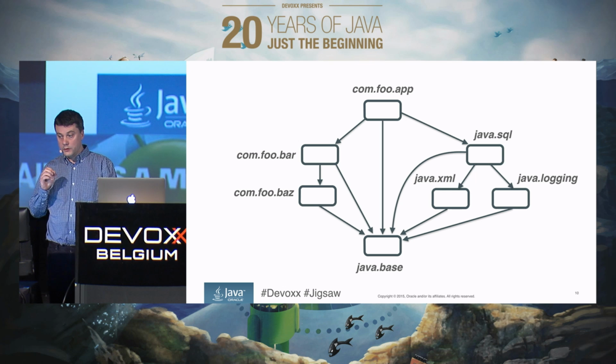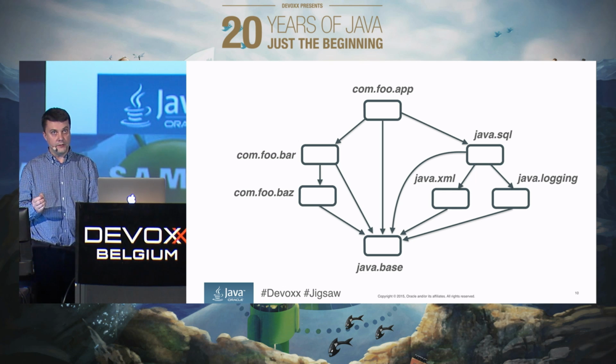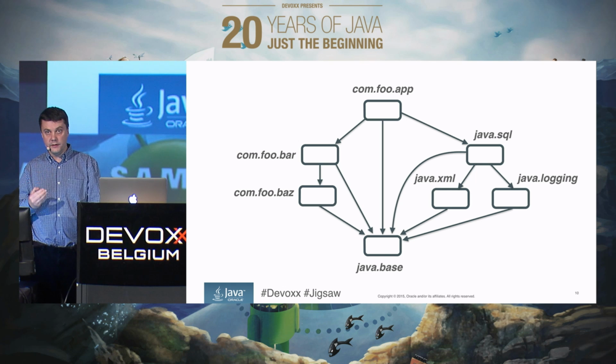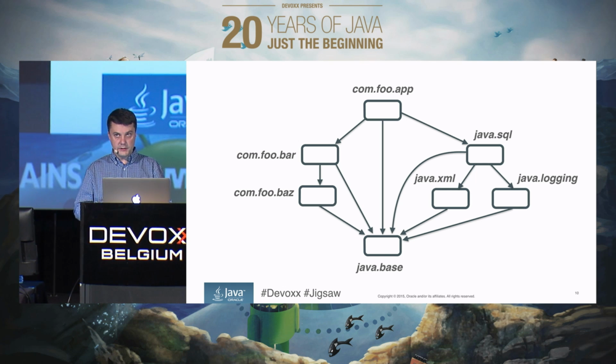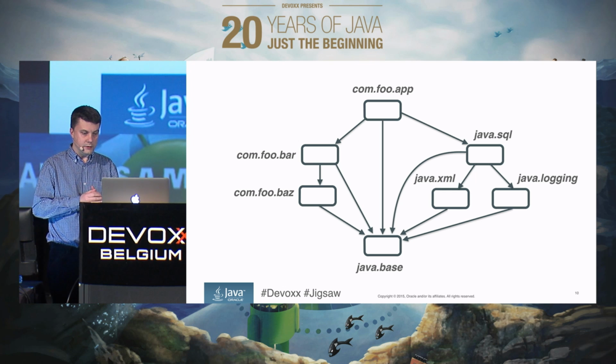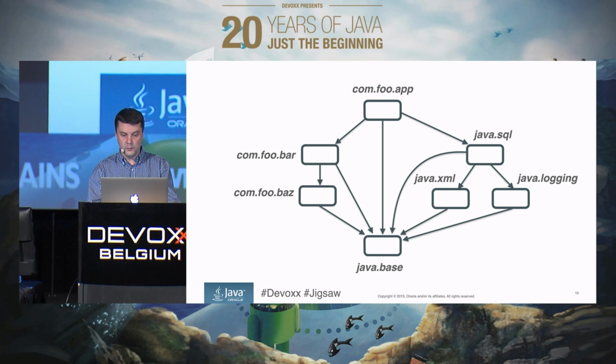When a module depends on another module, we say that it reads that module. So in this example, confu app depends on and reads the Java SQL module. The Java SQL module has a dependency on the Java XML module and therefore reads that module, and so on. And the readability is something that we'll build up over the next number of slides.